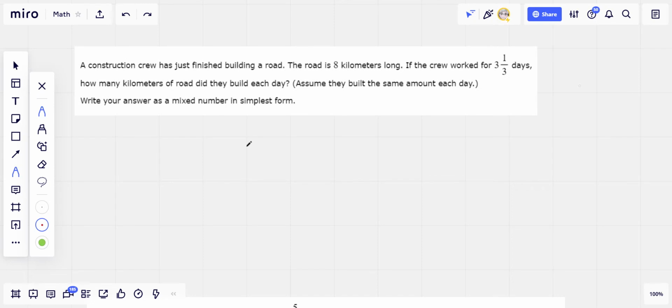Here we have some word problems that involved mixed numbers and are also going to involve either multiplication or division. And our first task is really to figure out which operation do we use. Are we going to be multiplying or are we going to be dividing?